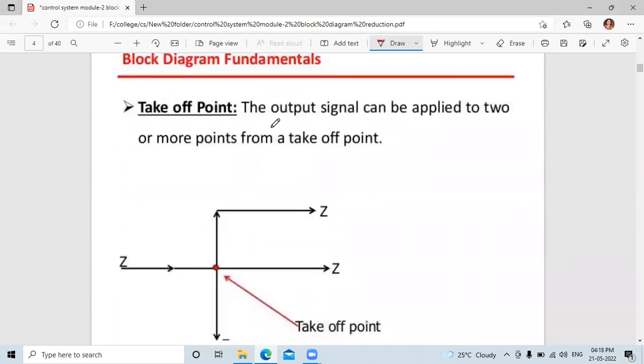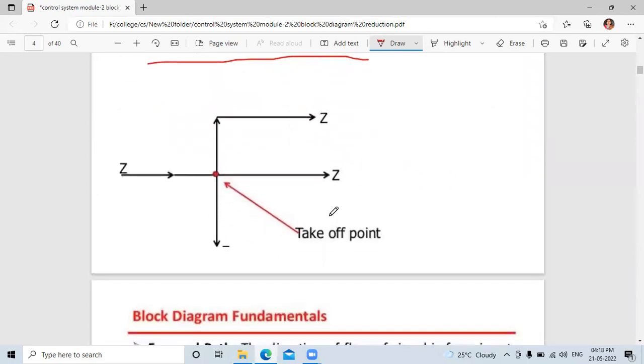Next, takeoff point. The output signal can be applied to two or more points from a takeoff point. So this is the takeoff point.